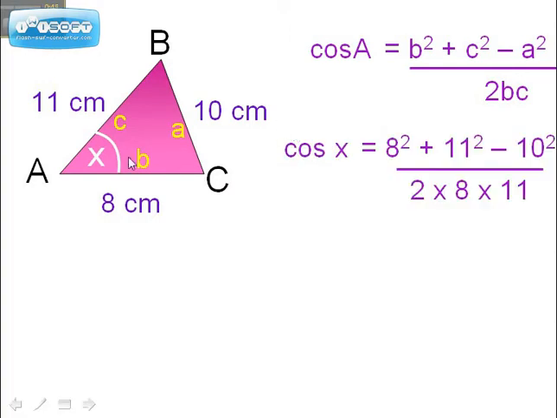So we can see B was 8, C was 11 and A was 10. And just fill in the bottom bit. Just recognise that 2bc means 2 times B times C.